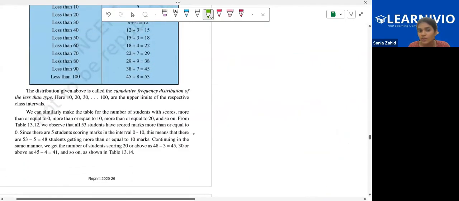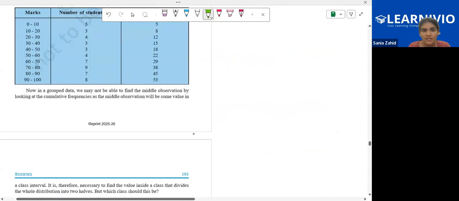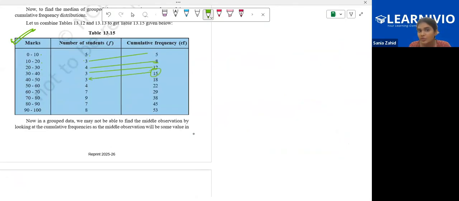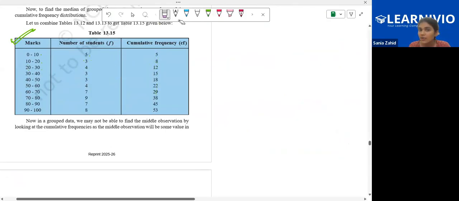Again, you will find the cumulative frequency and you get a table something like this. This was the table given to you. From 0 to 10, 5 students. From 10 to 20, 3 students. So the cumulative frequency is 5 plus 3, that gives you 8. From 20 to 30, 8 plus 4 gives you 12. Then 12 plus 3 gives you 15. 15 plus 3 gives you 18. So you found out the cumulative frequency. Do you understand how you have to find the cumulative frequency?